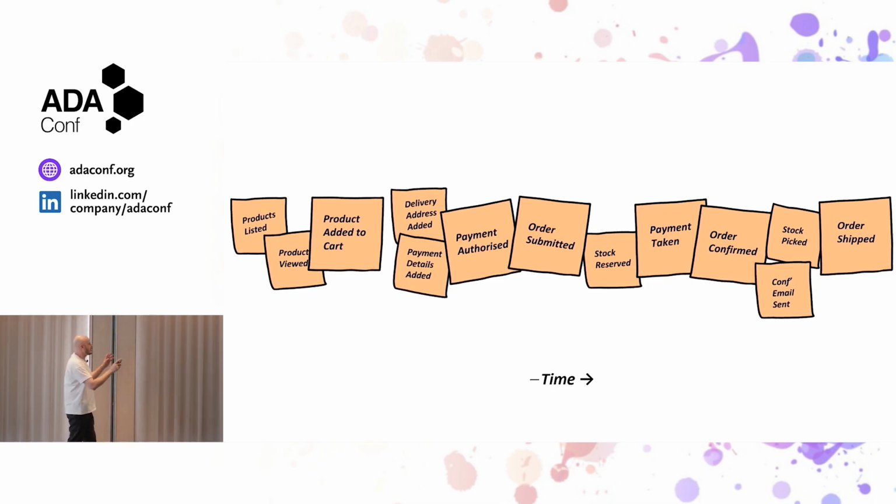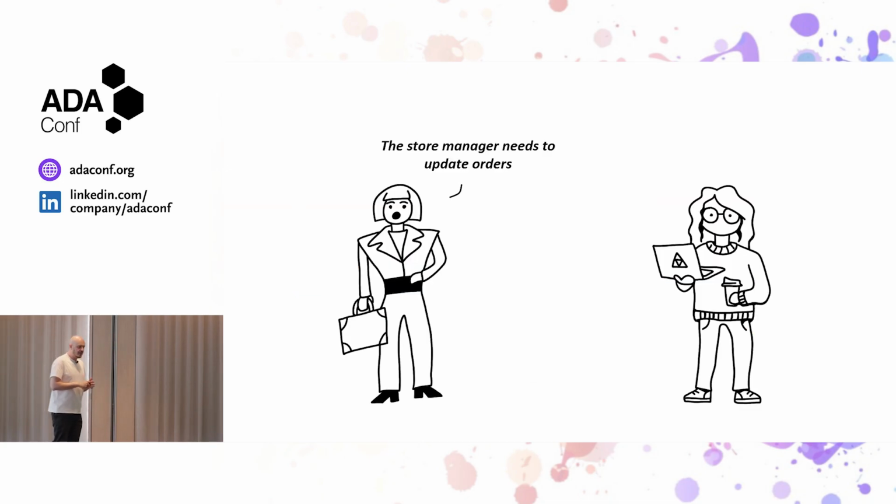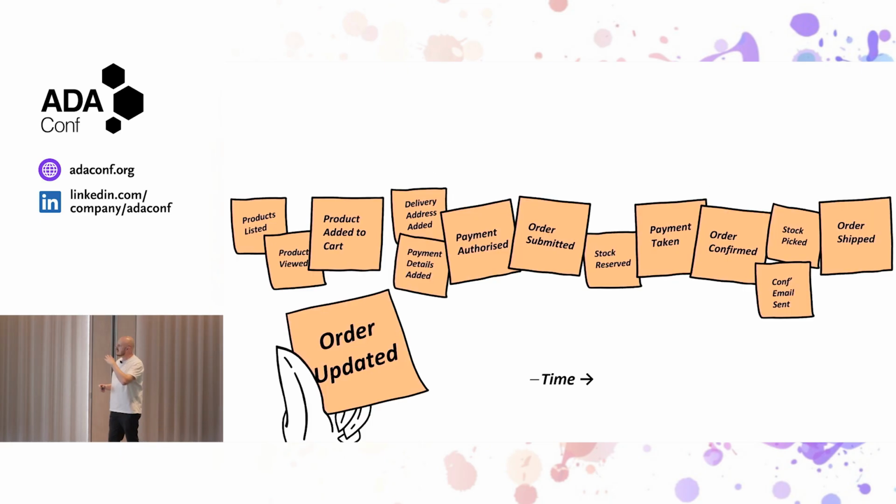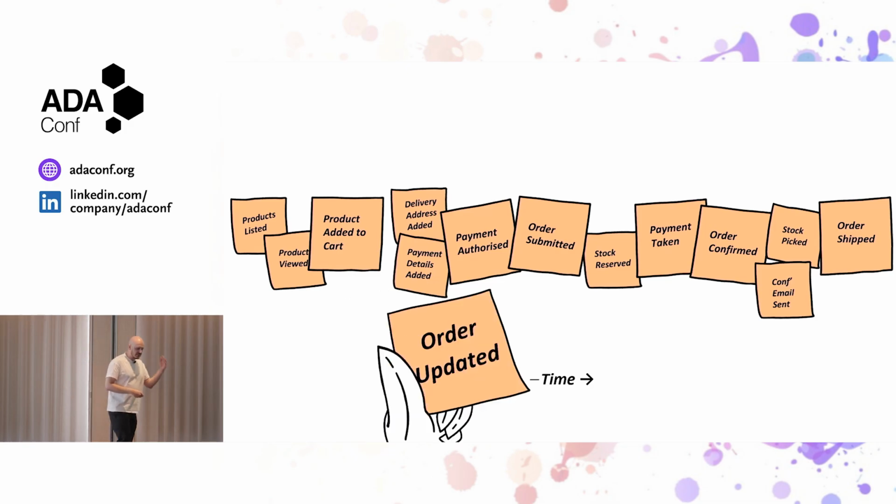But that's not necessarily to say that our system is event-driven in a technical sense, but nonetheless, these events happen even if they're just implicit in your code. So let's now replay our problem statement. So the store manager needs to update orders. So if you just slap the past tense on that, obviously you've got order updated, yeah?